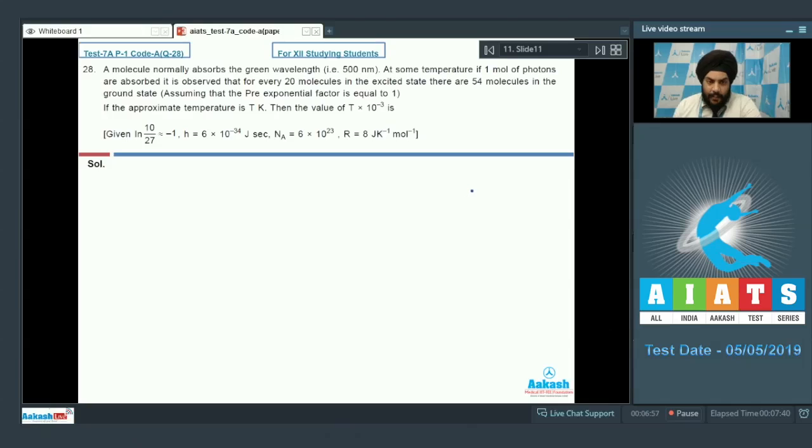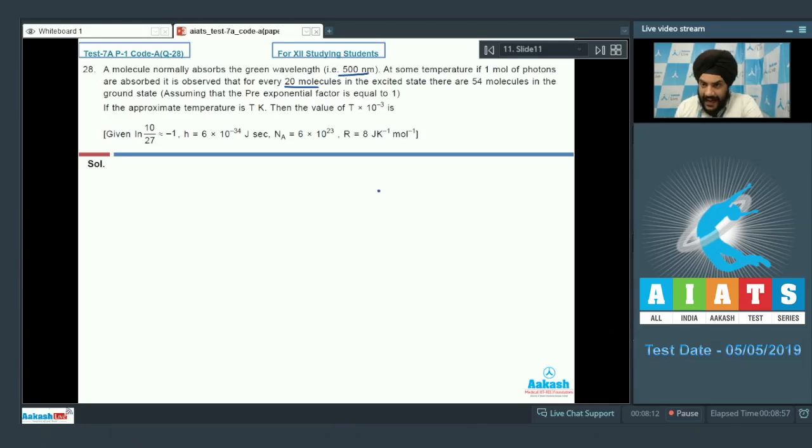Question number 28. A molecule normally absorbs the green wavelength, which is approximately 500 nanometers. At some temperature, if 1 mole of photons are absorbed, and it is observed that for every 20 molecules in the excited state, there are 54 molecules in the ground state, assuming that the pre-exponential factor is equal to 1. So it is given to us that the approximate temperature is T Kelvin, then we have to report the value of T into 10 to the power minus 3.